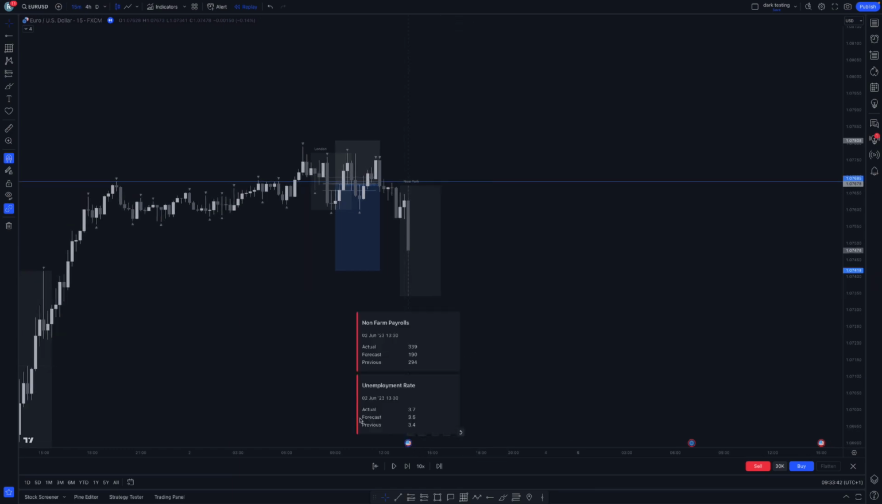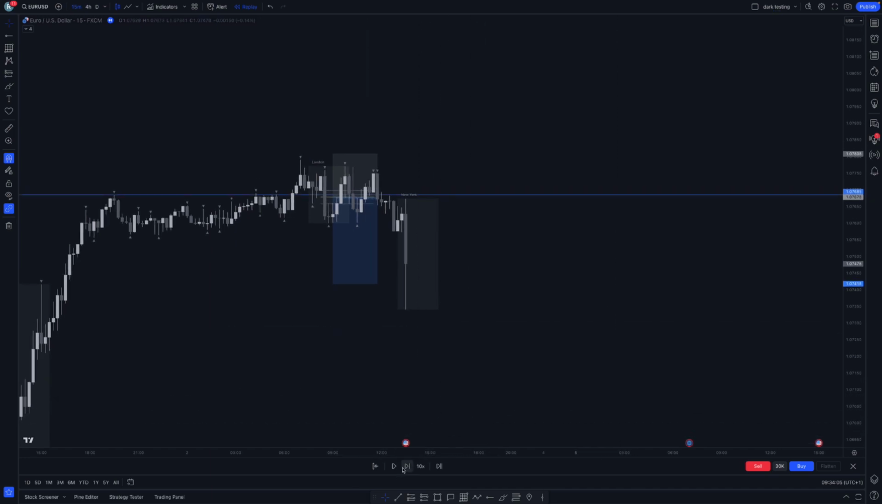As you can see, there's some news. We've got the unemployment rate and NFP. For me personally, I'm not going to take into account any news on this backtesting session. In real life trading, you would look and potentially not trade today. But as I said before, I am not going to look at any news during this backtesting. So let's play price forward.